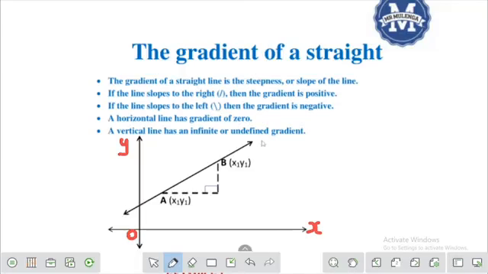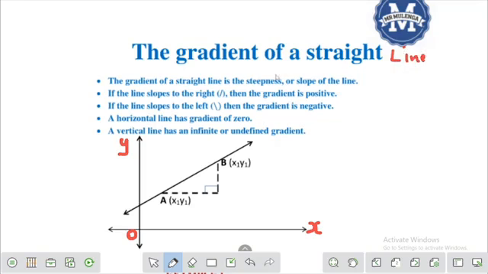Hello, good day, viewers. Welcome to another mathematics presentation. In this presentation, we are still answering questions based on coordinate geometry. In this lesson, we are going to look at how we can find the gradient of a straight line.